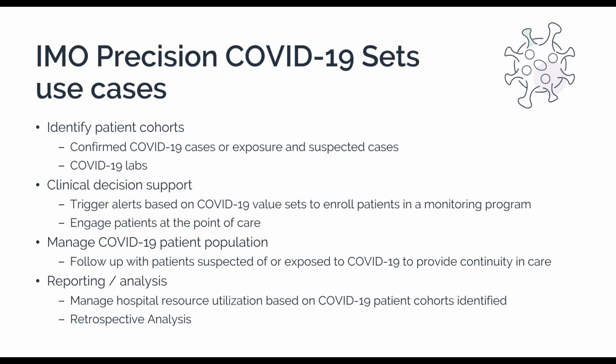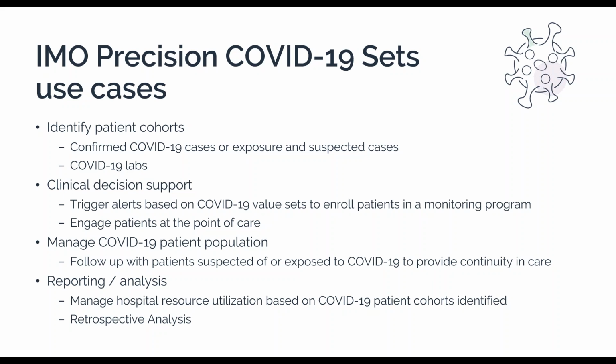Thank you, Julie. So how can healthcare organizations take advantage of IMO Precision COVID-19 sets? By using these value sets to create patient cohorts. For example, you want to know all the patients in your organization with confirmed COVID-19 infection, or all patients who have been exposed to or suspected of COVID-19 infection.